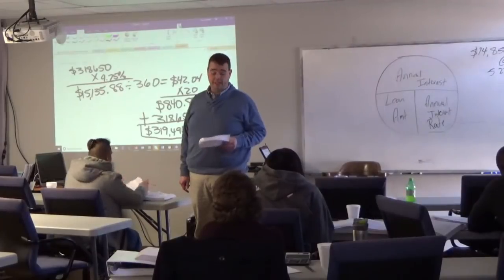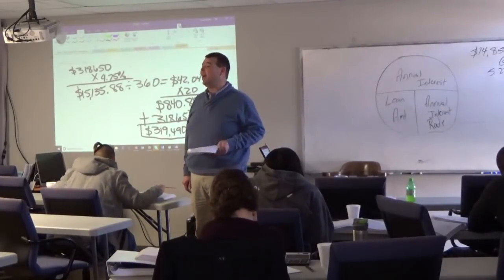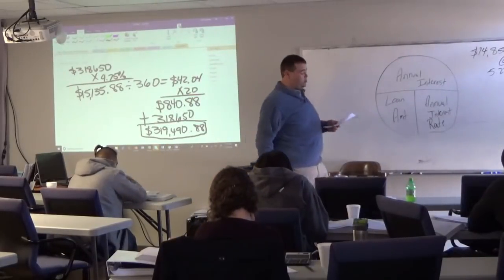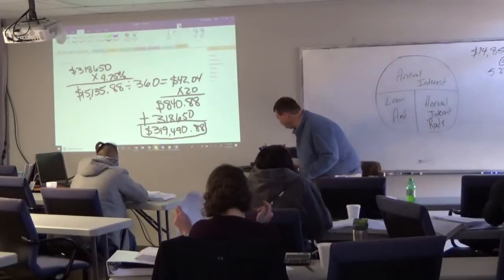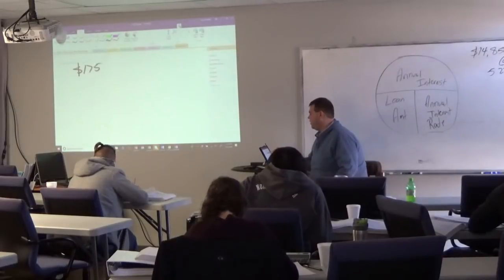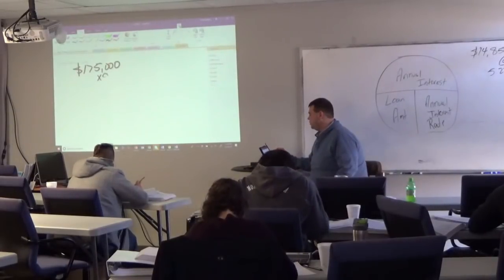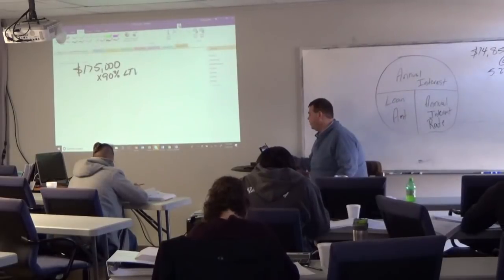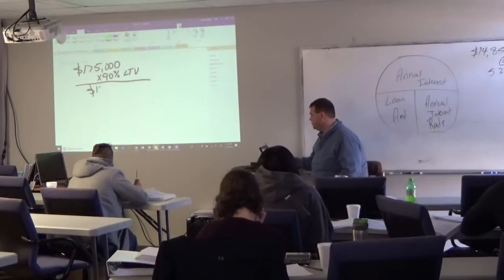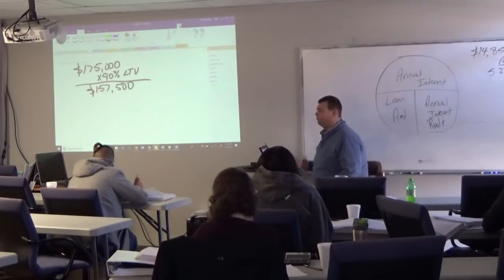All right, so first thing, we need to figure out how much money we actually borrowed. Would you agree with that? We need to figure out the loan amount. So what 2 numbers are we going to pull out of there to figure out our loan amount? 175 and 90%. So we've got the $175,000 purchase price times 90% loan to value, right? And that gives us a principal balance of $157,500.